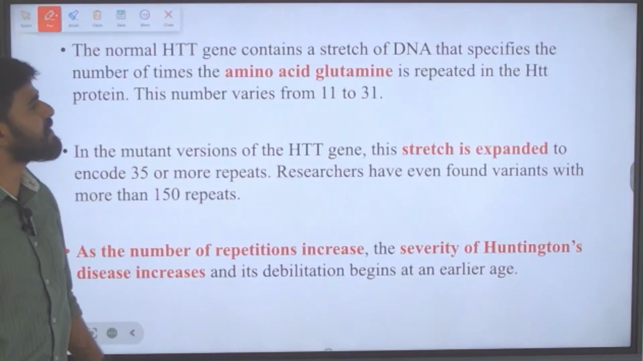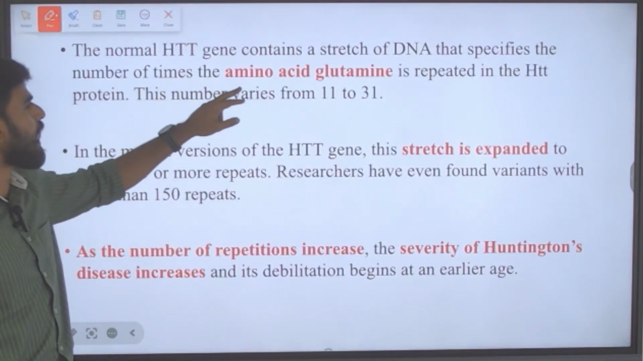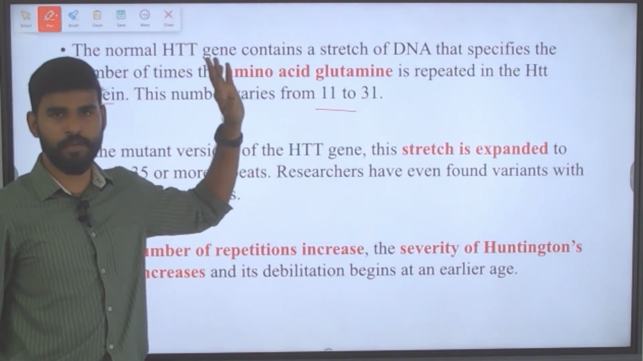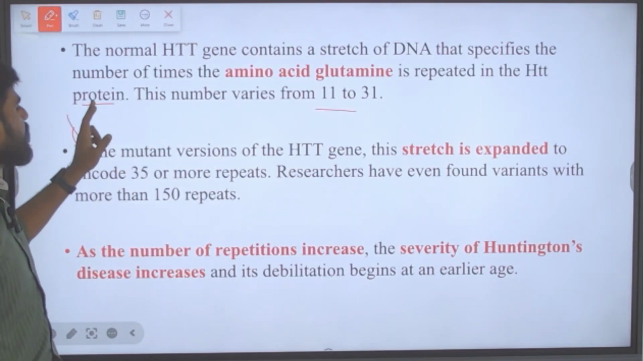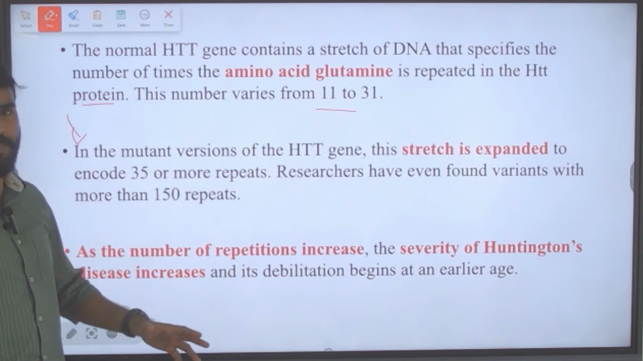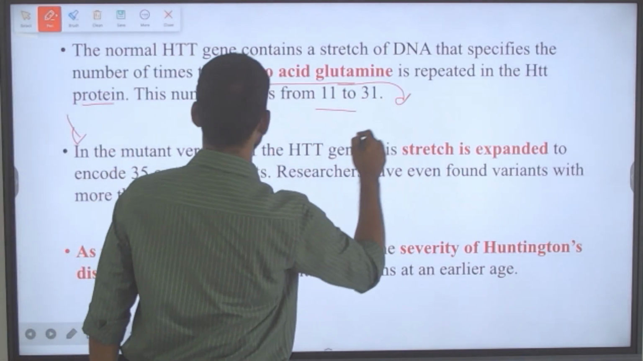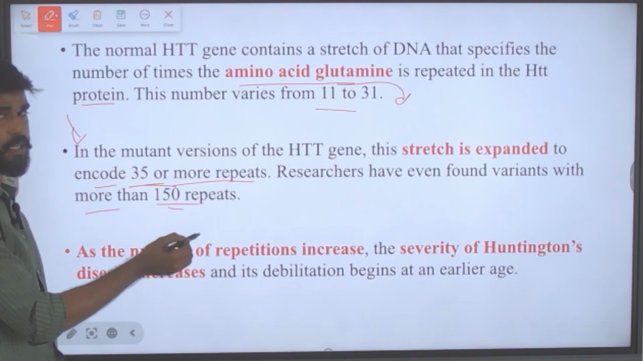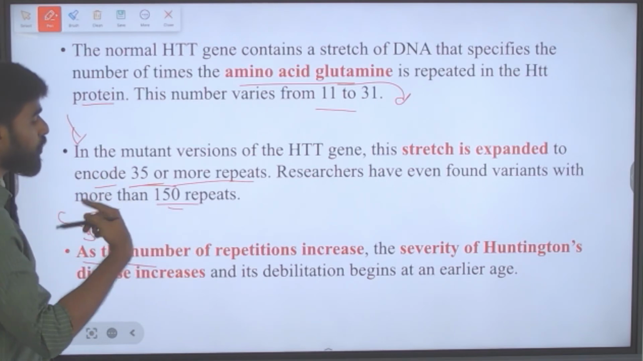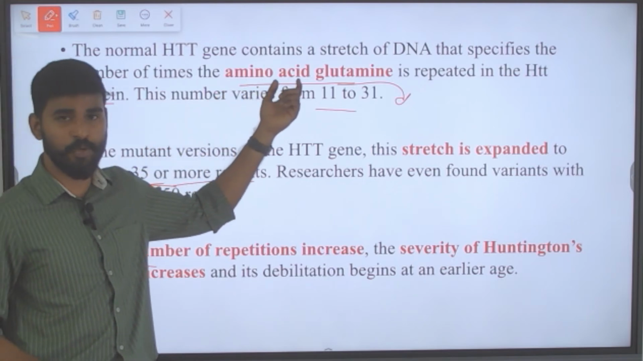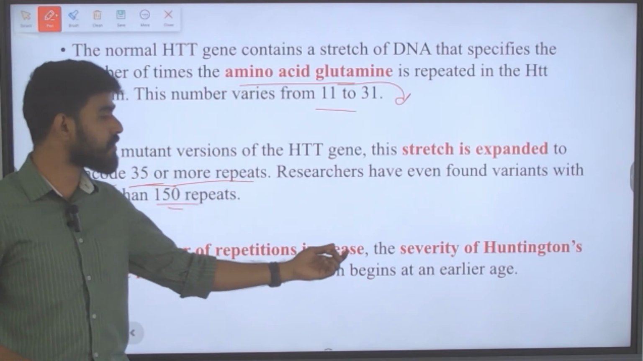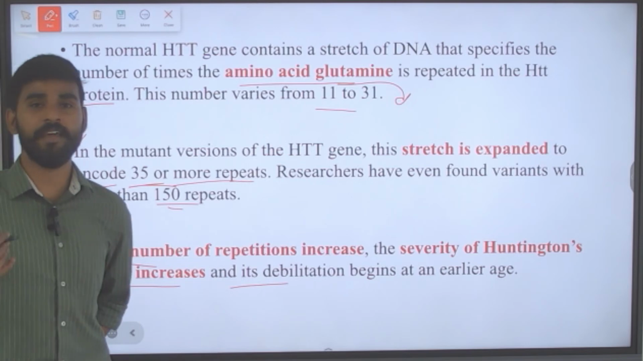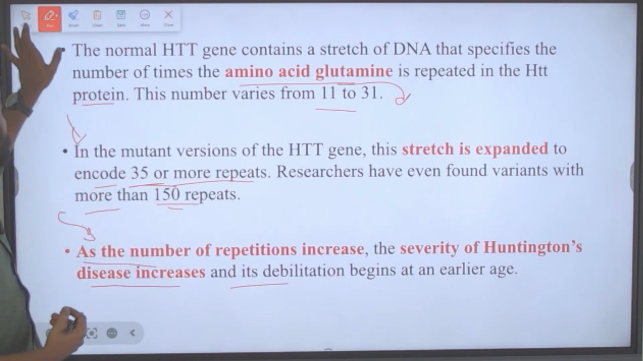The normal HTT gene contains a stretch of DNA that specifies the number of times the amino acid glutamine is repeated in the HTT protein, and this number varies from 11 to 31 in the normal HTT gene. But in the mutant version of the HTT gene, the stretch is expanded to encode 35 or more repeats, and researchers have even found variants with more than 150 repeats. So what we have to understand is, as the number of repetitions of the amino acid glutamine increases, the severity of Huntington's disease increases, and the debilitation begins at an earlier age itself. The symptoms occur at an early age.